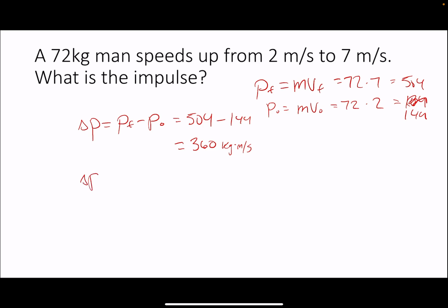Oftentimes when we write delta P, though, we'll go ahead and just plug in the equations for P final and P initial, and write it like that. And then we can just plug in the numbers like this. It's a little bit easier to work with.